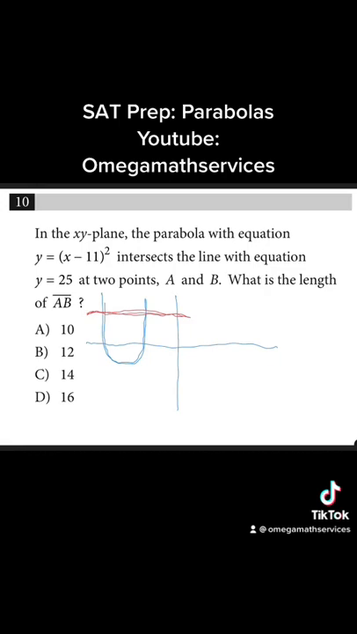Today I have an official SAT problem. This is from test number 3. This is question number 10, and it is from section 3. With that being said, let's begin, and I'm going to show you guys that these problems are not that hard.